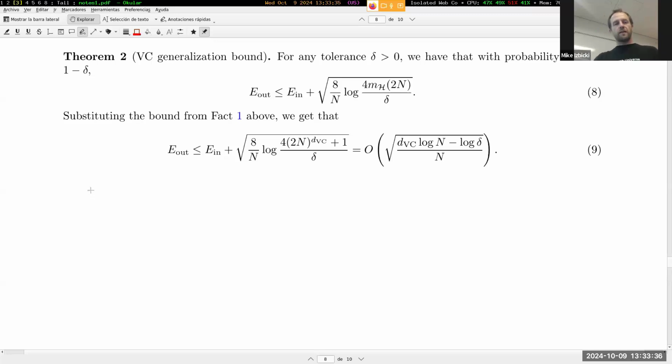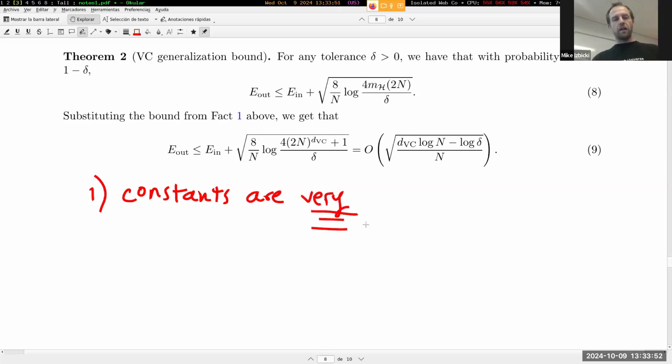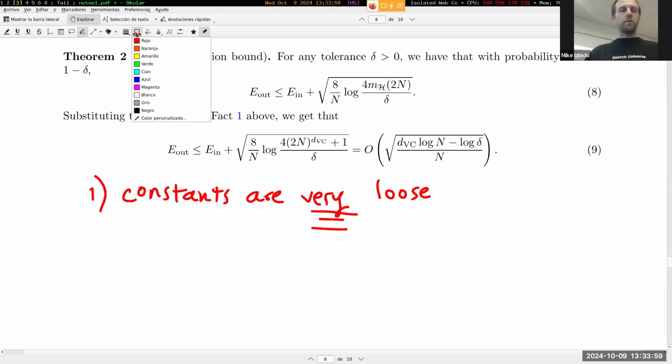One of the important things here, or I guess two important things here, are one, that all of these constants in the bound are very loose. Very loose. And in practice, data mining people do not care about these sorts of constants. The only thing that we care about is the relation between the VC dimension here and the number of data points that we need. So that's one thing.